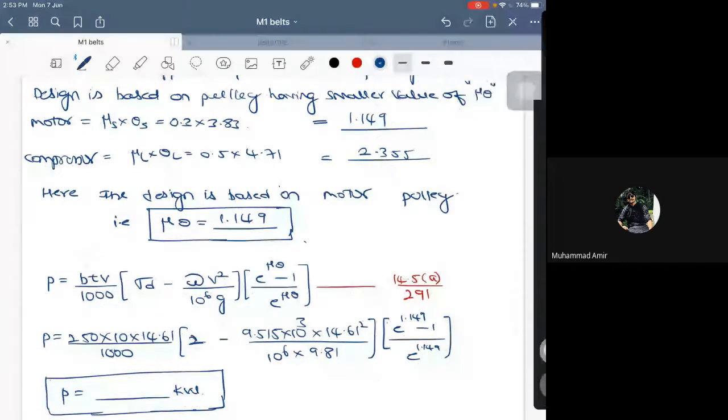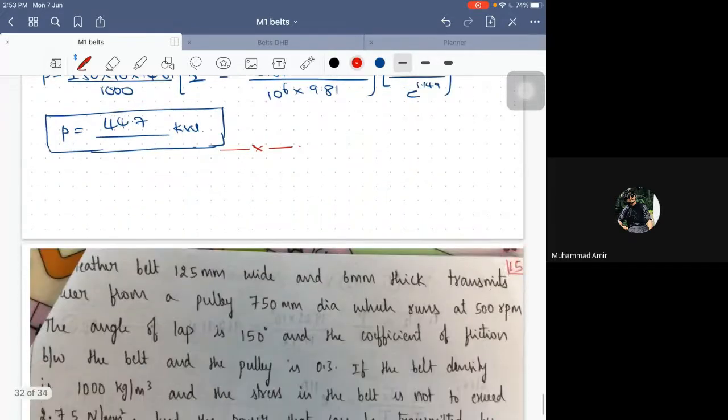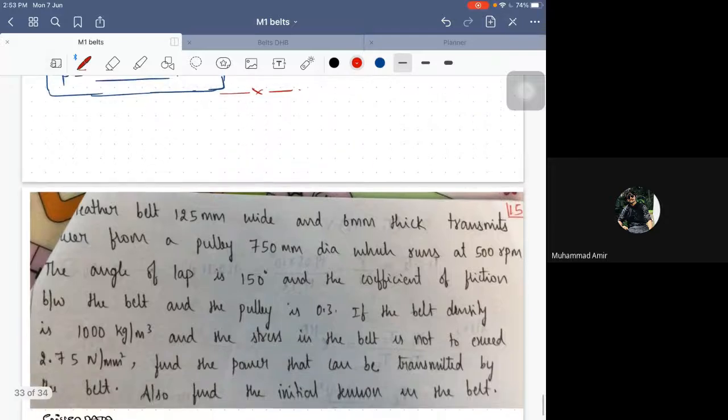Okay, 44.7 kilowatts. So that's the end of the problem. Okay. So you just take a screenshot of this particular problem. We'll solve it in next class.